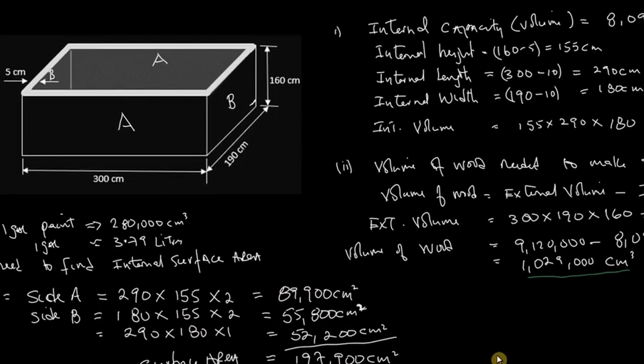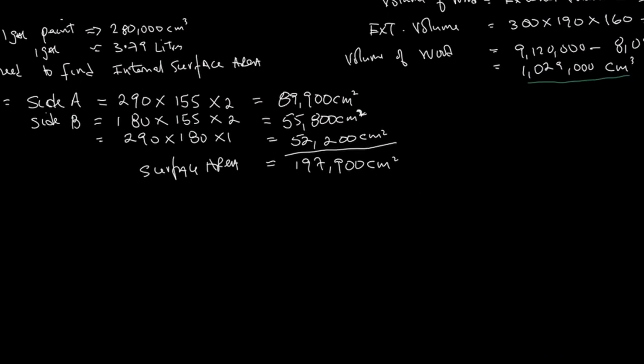So let's make some more room here for us. We now have the total surface area, but we know that 1 gallon of paint can paint 280,000. So let's divide here. So gallons needed is equal to 197,900 over 280,000.